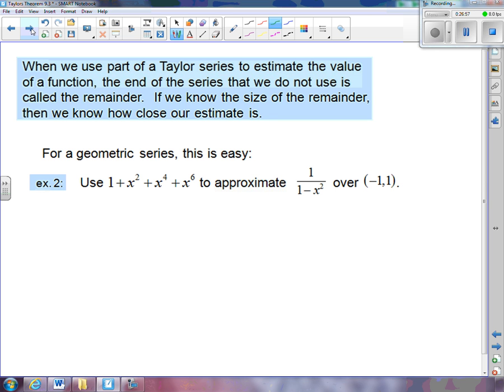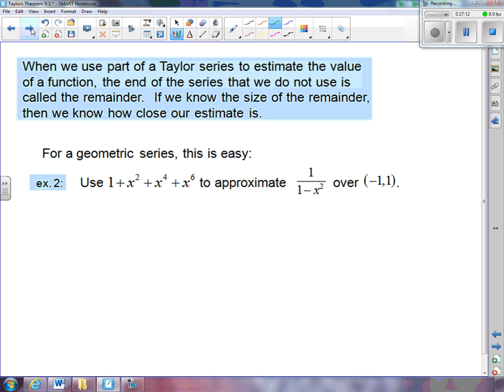Plug in 0. You can plug in 0. 0 would be easy. Plug 0 into that. It's always exactly equal at the center of your interval.